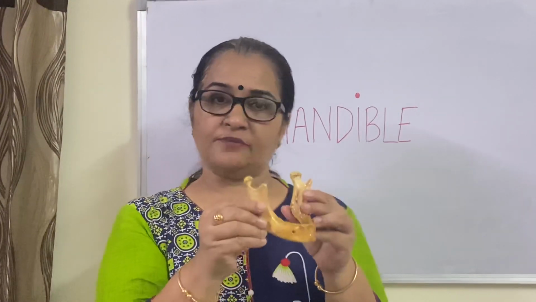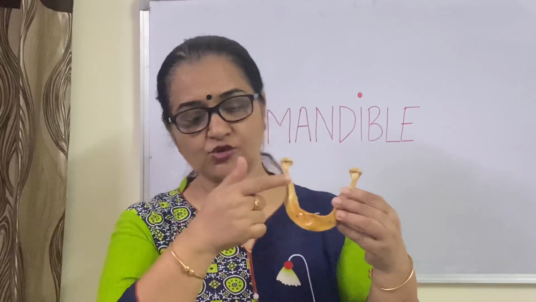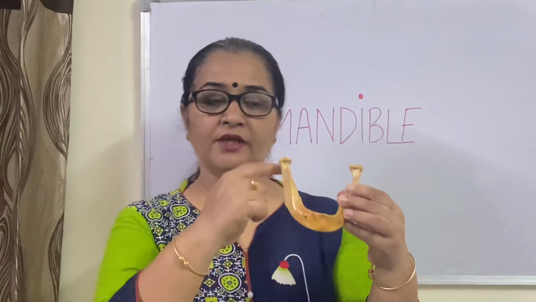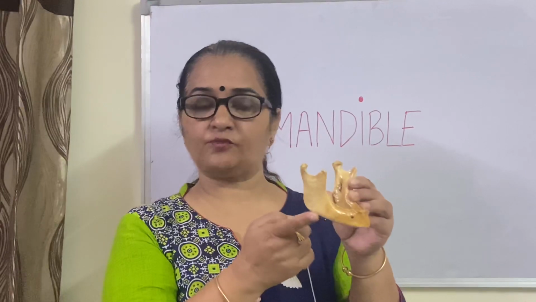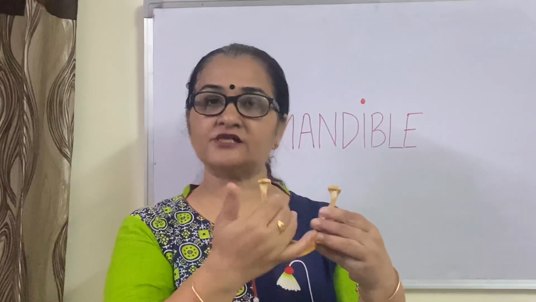Now coming to this ramus portion. This ramus portion has an anterior border which is sharp, which is continuing anteriorly with the oblique line on the body of the mandible. It has a posterior border. This posterior border is continuing with the base of the mandible at the angle of the mandible. So this is known as the angle of the mandible. It has a lateral surface, it has a medial surface.